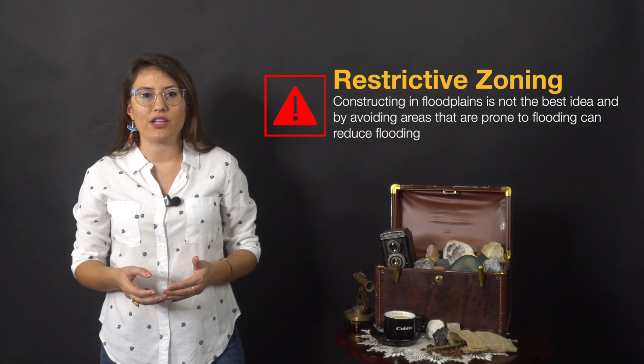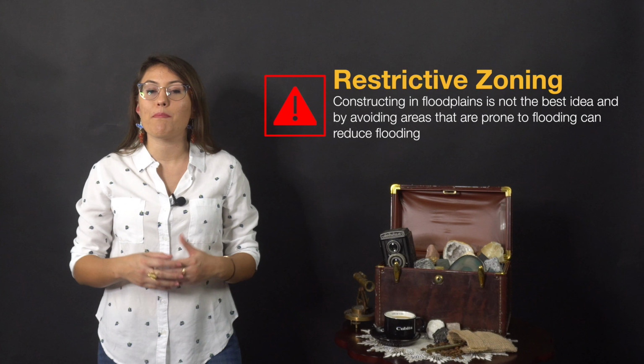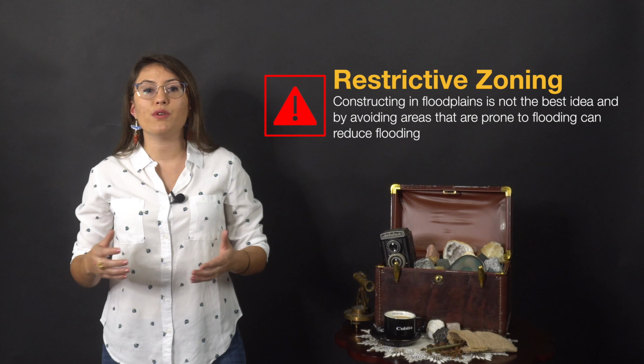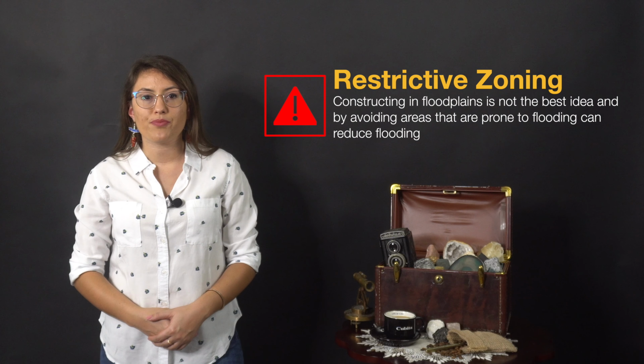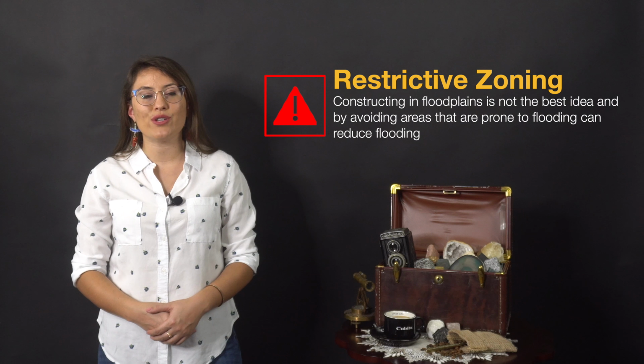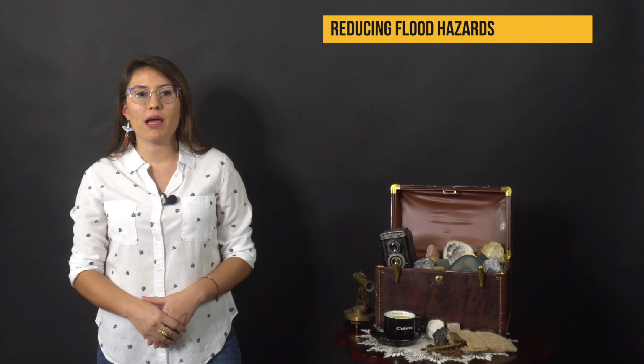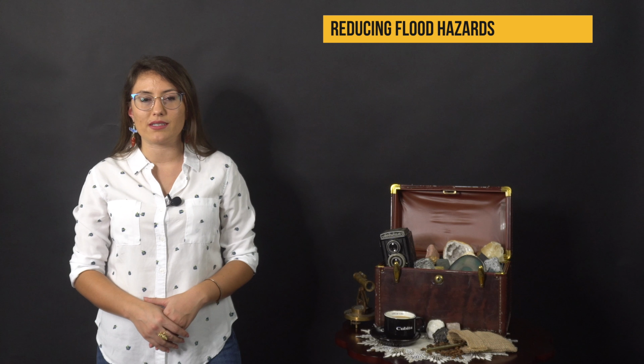As we previously mentioned, constructing in floodplains is not the best idea, and by avoiding areas that are prone to flooding, it can reduce the risk of flood damage. There are approaches in place that have restrictive zoning ordinances to reduce such occurrences. Typically, land that is prone to floods is not developed and might be used for livestock or other purposes.